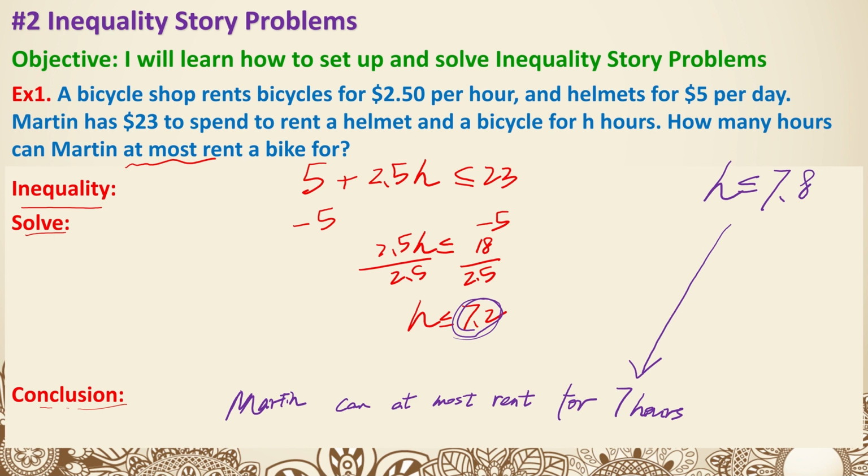Another way to think about this is you're trying to find a number that actually makes this inequality true. If you say it's going to be 8, well, is 8 actually less than or equal to 7.8? The answer is no. So it has to be a 7. There you go. That's example 1.